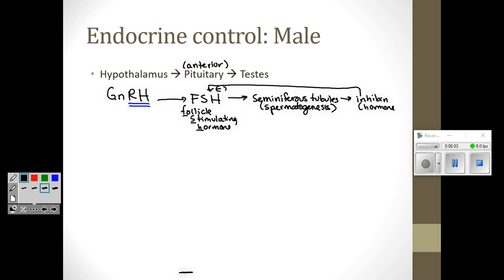Now, so far, does anyone want to ask any questions about this hormone pathway? I said GnRH, gonadotropin-releasing hormone, actually stimulates two different hormones from the anterior pituitary. The other one is LH. L and H stand for luteinizing hormone.